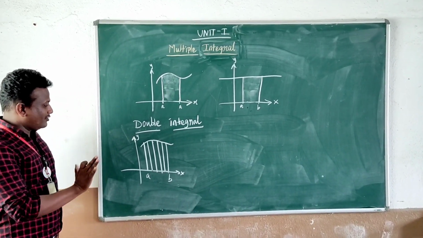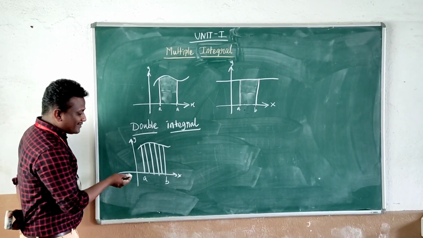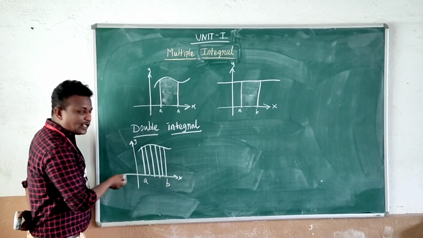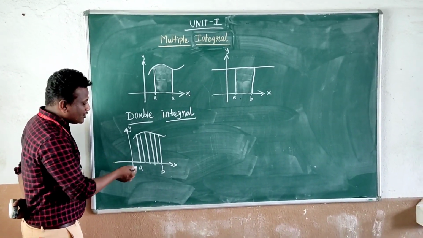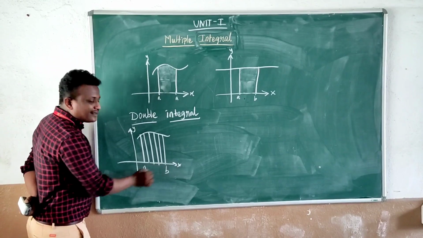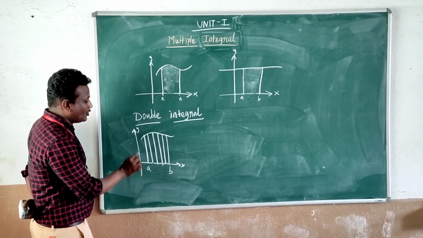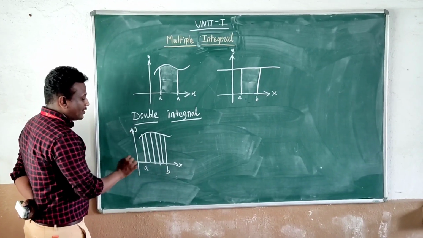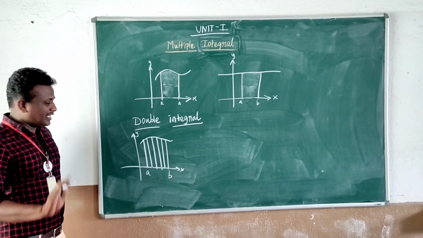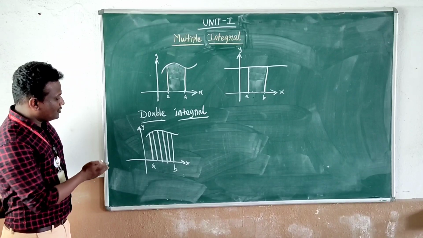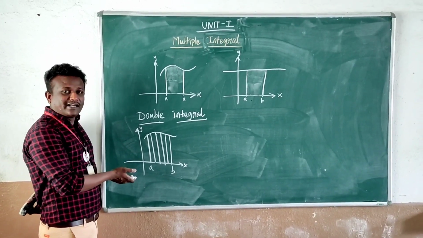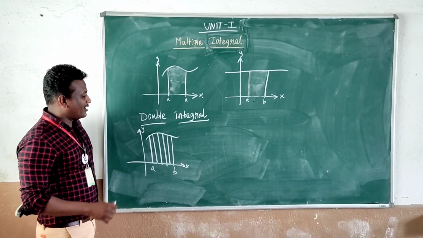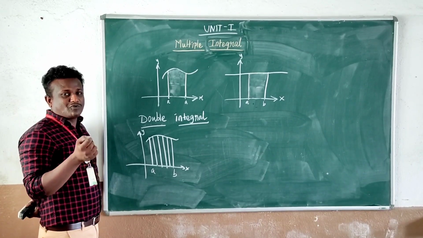In double integral, what we are doing is, in single integral we find the area in terms of only the x-axis. In double integral we are going to find the area in terms of the x-axis and the y-axis. Here you may get a doubt, sir, why we are using both directions to find the area. In single integral we had difficulties to find area.